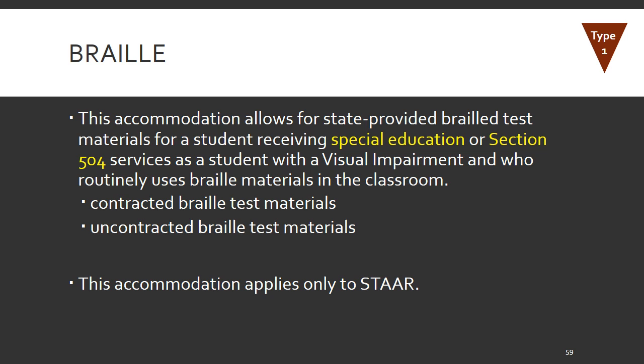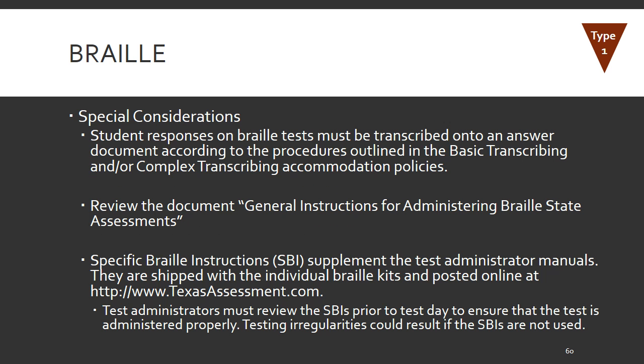Braille. This accommodation allows for state-provided Braille test materials for a student receiving special education or Section 504 services as a student with a visual impairment and who routinely uses Braille materials in the classroom. Student responses on Braille tests must be transcribed onto an answer document according to the procedures outlined in the basic transcribing or complex transcribing accommodation policies.